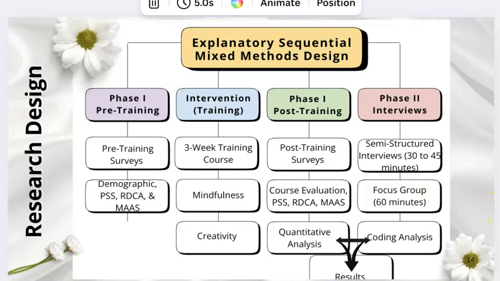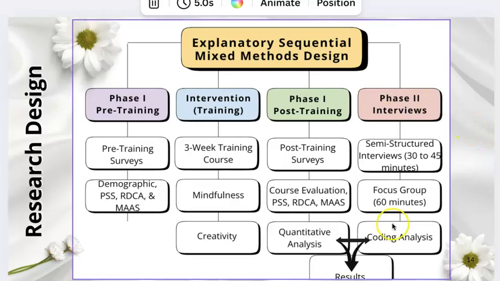So I hope that this gave you a little bit more understanding of how we go through choosing the research design, because as you can see, this phase 2 answered my second research question, and it also helped answer a little bit with the first research question, but this component here with the pre and post training helped answer my first research question.